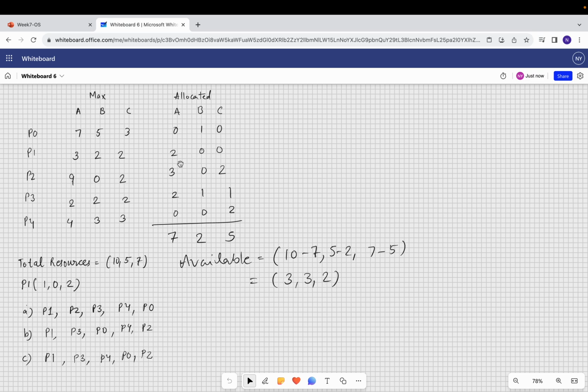These are allocated, and these are the maximum that is required. So what is the request? How many are requested? We can write one more column, requested. Requested will be the difference of maximum minus allocated. Let us write that for all the processes. We will have 7 minus 0, 7, 5 minus 1, 4, and 3 minus 0 is 3. That means process 0 is requesting 7 units of A, 4 units of B, and 3 units of C.